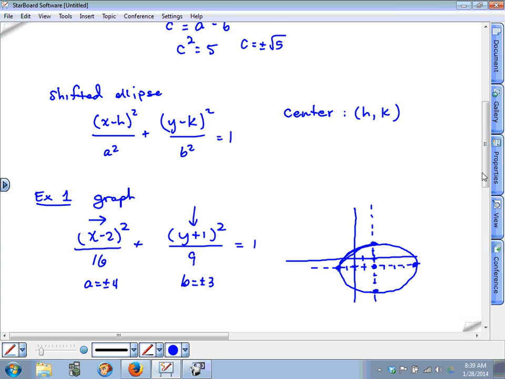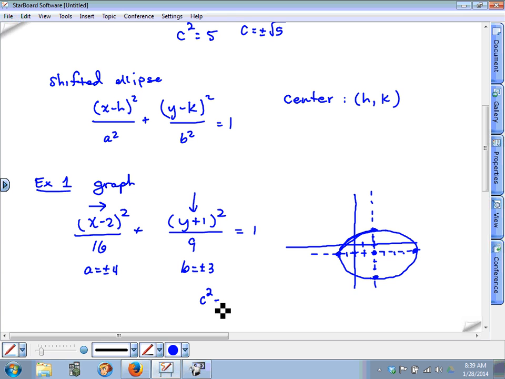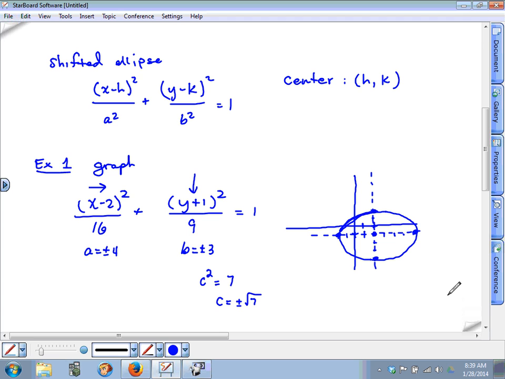Still need the 2 foci. So c squared is equal to a squared, which is 16, minus b squared, which is 9. 16 minus 9 is 7. So c is equal to plus or minus square root of 7. Which approximately is what? Between 2 and 3, possibly closer to 3.